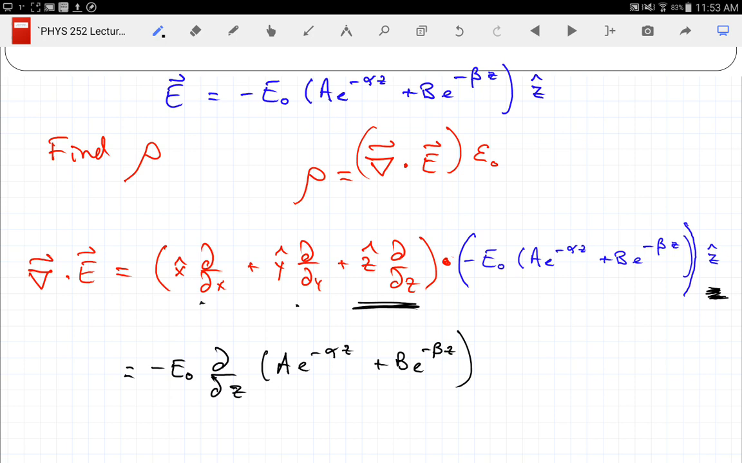So x and y are 0. If I wanted, I could have put plus 0 x hat plus 0 y hat here, right? And so when I do the dot product, I had 0 x hat dotted with d/dx x hat. Well, that was just 0, right? Because the dot product is multiplying the parallel parts together.